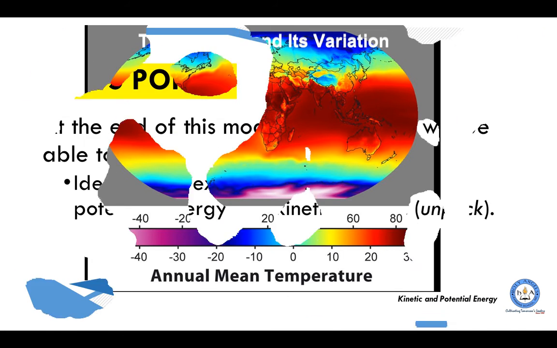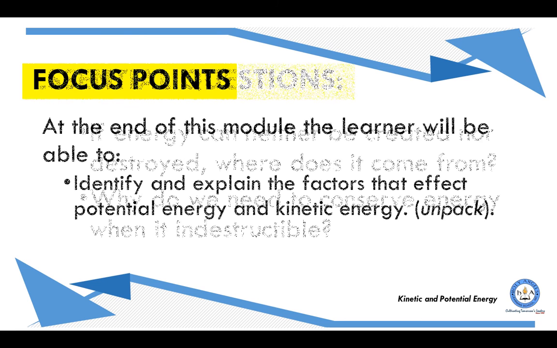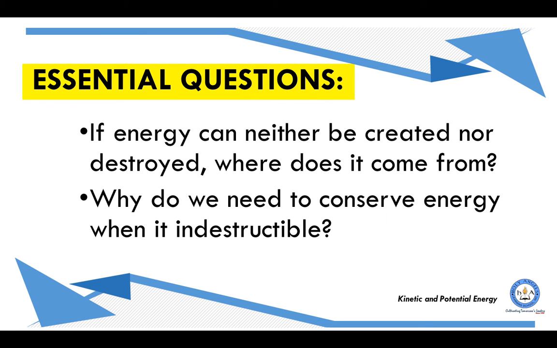The focus point for this lesson is: at the end of this module, the learner will be able to, first, identify and explain the factors that affect potential energy and kinetic energy. At the end of this module, you're going to answer the essential questions. Number one, if energy can neither be created nor destroyed, where does it come from? And number two, why do we need to conserve energy when it is indestructible?